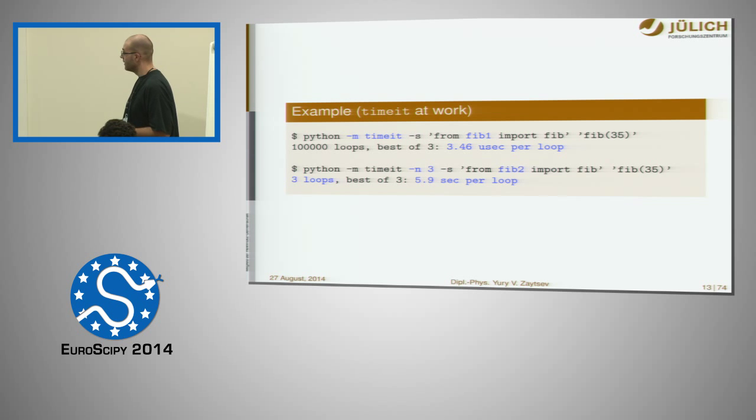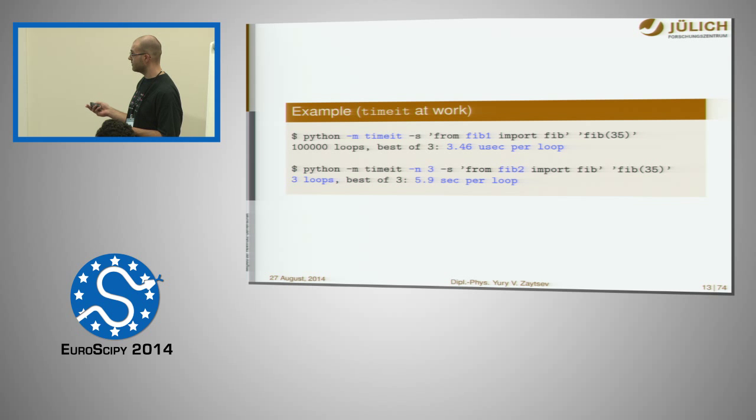So you have to invoke Python with -m timeit. -s is the command line argument provided by timeit. It's setup code that is run at the beginning of the benchmark. And then you have to provide the code that you want to benchmark, which is in my case the 31st Fibonacci number computed. Then it does its magic, and it tells you that it took 3 microseconds per loop.